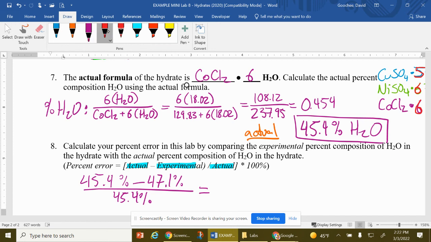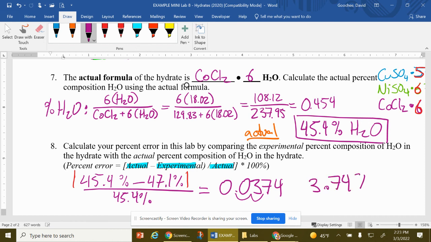So what did I get? Now, by the way, this will give me a negative value, but remember that percent error, you always just make it positive. All right, so 45.4 minus 47.1, I get an answer, divided by 45.4, I get 0.0374, or 3.74% error. So that's pretty good.